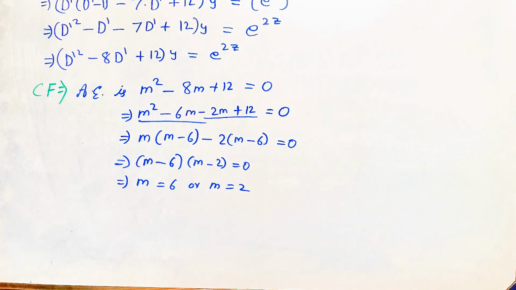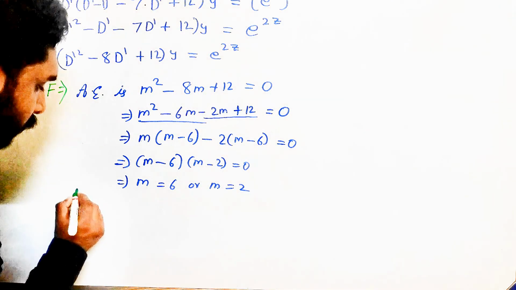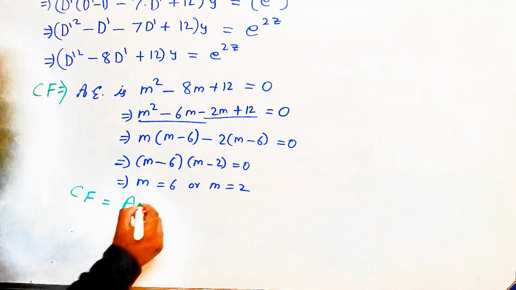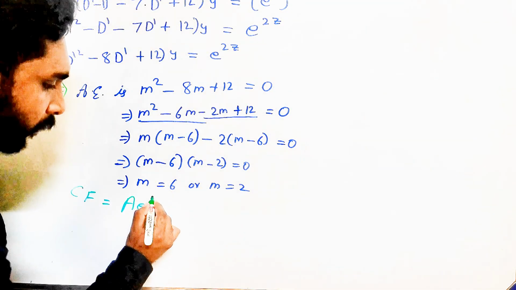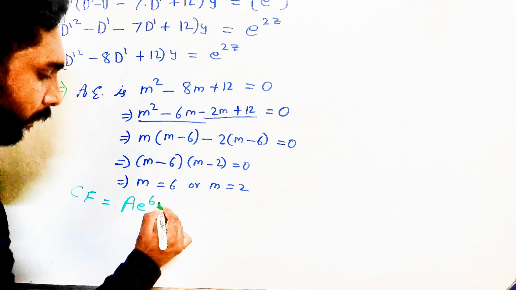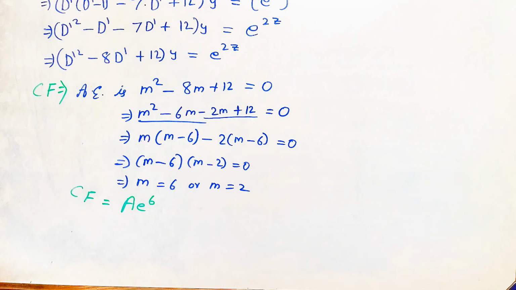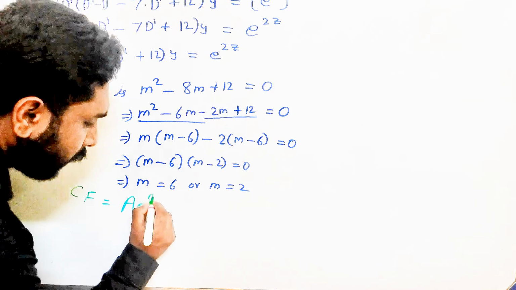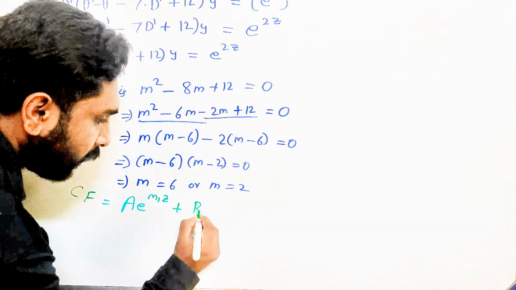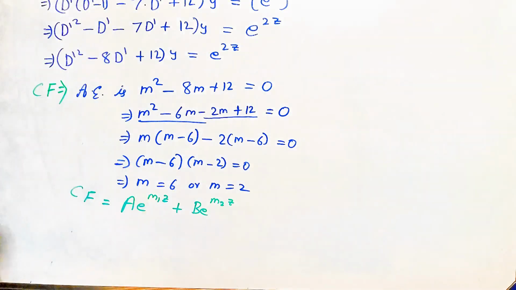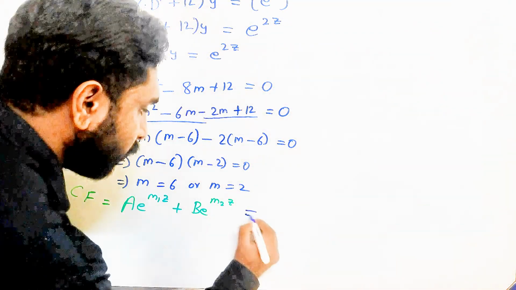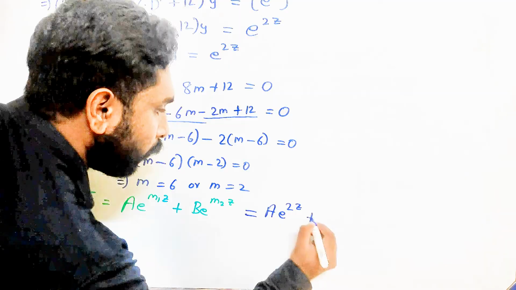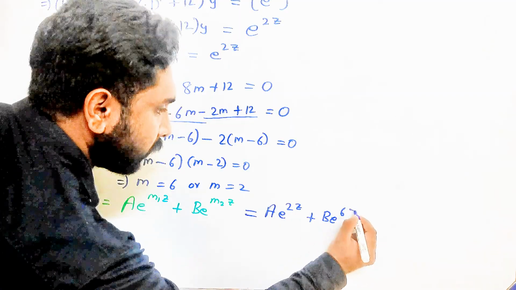So when roots are real and different, we have the formula to find the complementary function. Complementary function is equal to a e to the power m1x. So just writing the formula as it is, a e to the power m1z plus b e to the power m2z. So this is the formula. By substituting the values of m1 and m2, we can write it as a e to the power of 2z plus b e to the power of 6z.